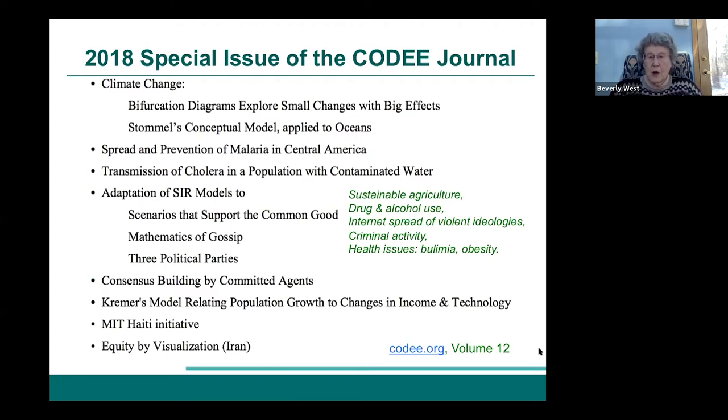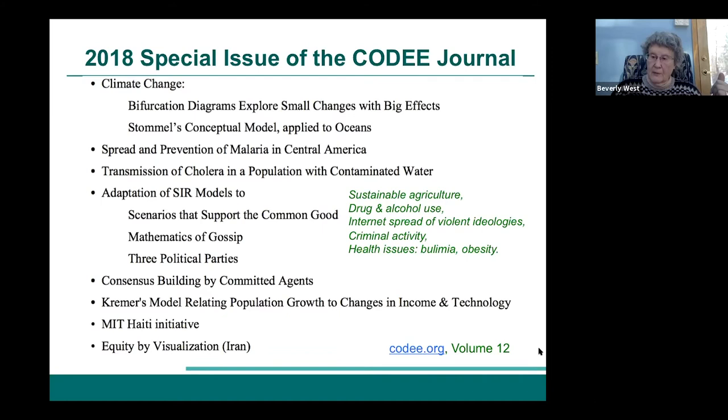Laura Lee Koss was the author. She gives great references to any of those, every one of those items. The Mathematics of Gossip was a paper created by students at Colorado School of Mines. There was another adaptation to three political parties, what would happen. Then there were articles in consensus building. There was one on Kremer's model, which is economics. And within a year of the publication of this, Kremer's model won a Nobel Prize.